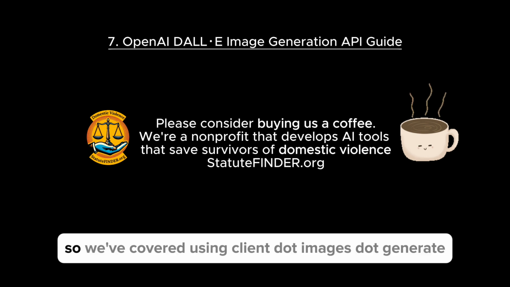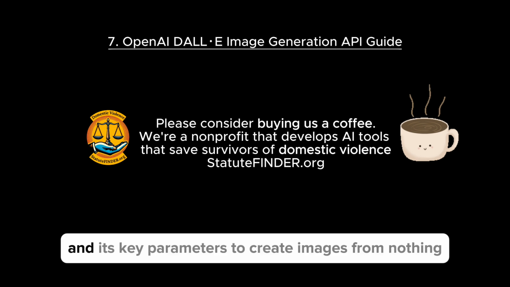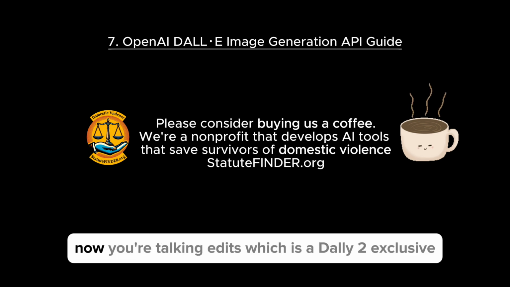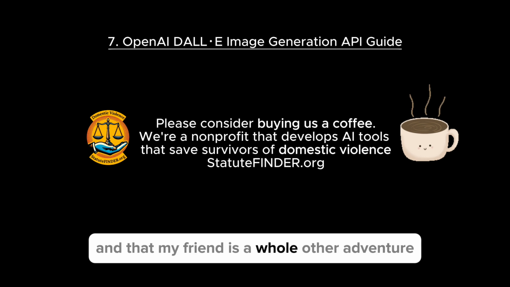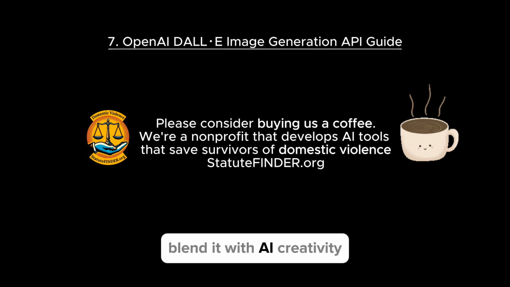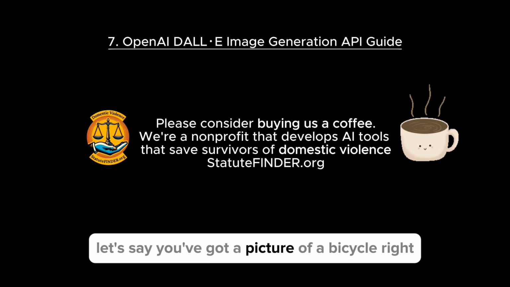Handy. Okay, so we've covered using client.images.generate and its key parameters to create images from nothing. But what if I want to start with an existing image and, let's say, get a little wild with it? Now you're talking edits, which is a DALL-E 2 exclusive, and that, my friend, is a whole other adventure. All right, so with edits, you can take an image and blend it with AI creativity. It's pretty wild. Let's say you've got a picture of a bicycle, right?